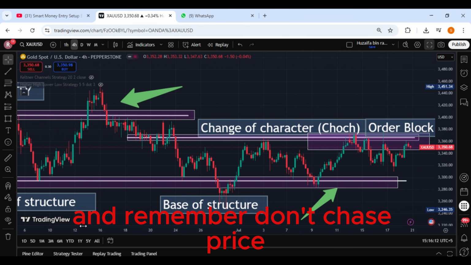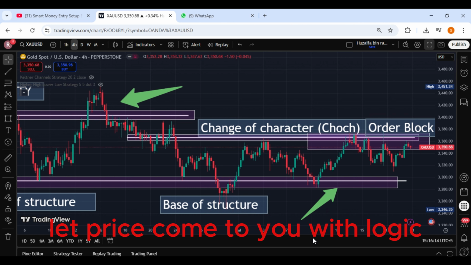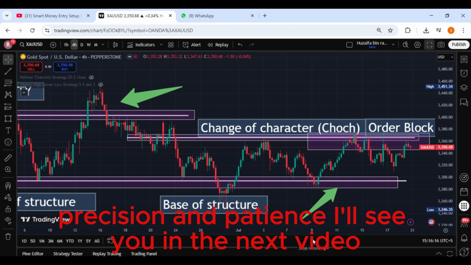And remember, don't chase price. Let price come to you with logic, precision, and patience.